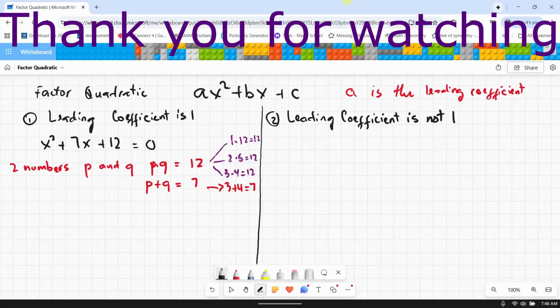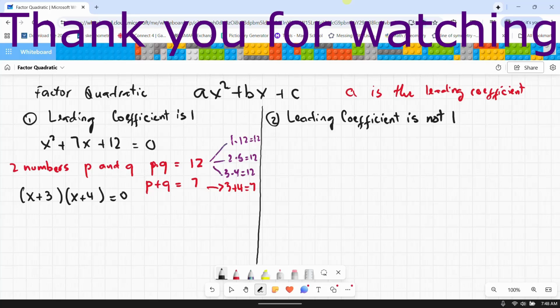Now how do we write this in factored form? We start with the brackets, equal to 0. Then we start with the x, and whatever numbers we found, we just move them over exactly the same. Right now we have positive 3 and positive 4, so we put plus 3 and plus 4. That is the factored form of this quadratic equation.